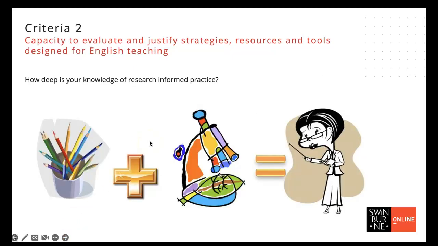Criteria 2 is your capacity to evaluate and justify your strategies, resources, and tools designed for English. So it's really about you having the theoretical knowledge and the pedagogical concepts really nailed down, so that you're able to say, what happens in my classroom is not just off the cuff, sort of, oh, I thought that was fun, or I chose that because it was something interesting. You have to have a theoretical underpinning to what you do in the classroom. So you're able to justify your choices based on that conceptual knowledge of those practices and those pedagogies.